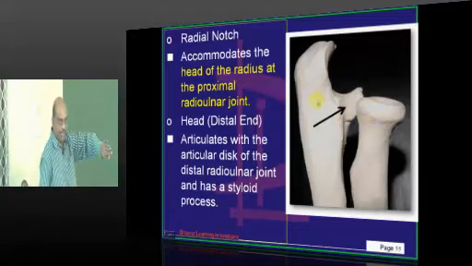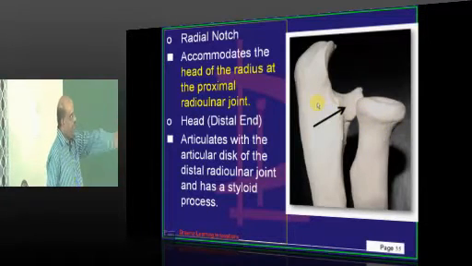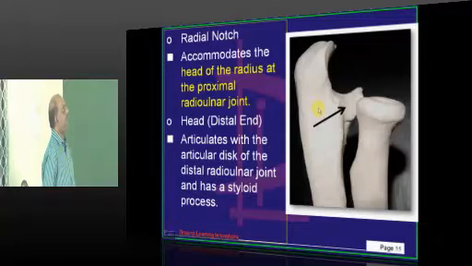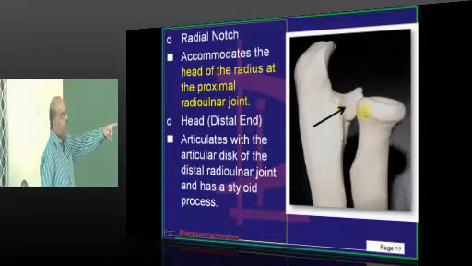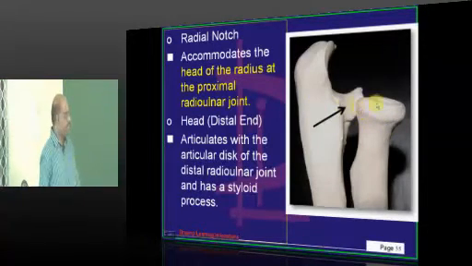The radial head will go and fit into the radial notch, and typically they form what is called the proximal radioulnar joint in that location.